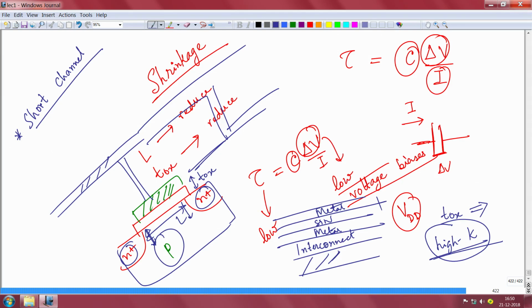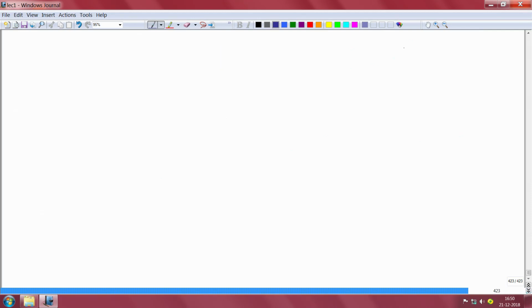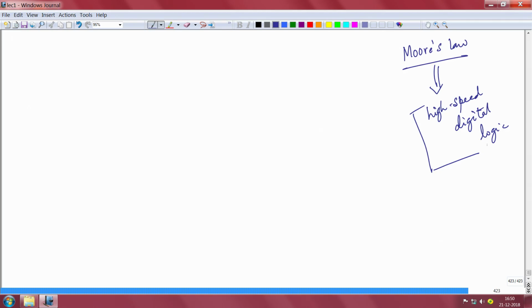There are many of these things, and eventually everything has culminated in Moore's law, and all this Moore's law applies to the shrinking of the transistors, and all this shrinking of the transistors and everything that we do is primarily to do with high speed digital logic only. Okay, high speed digital logic. All the digital circuits we have learned go here.